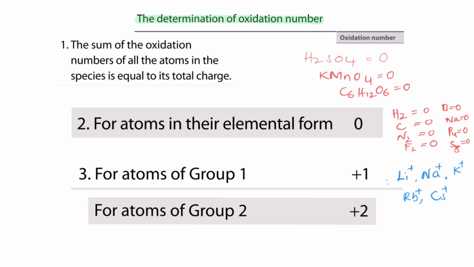For atoms of group 2, oxidation number is +2. For example, magnesium +2, calcium +2, strontium +2, barium +2, radium +2. These are second group cations having +2 oxidation number.